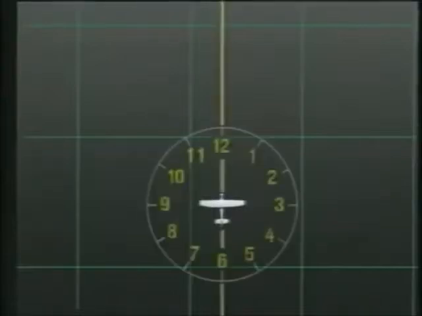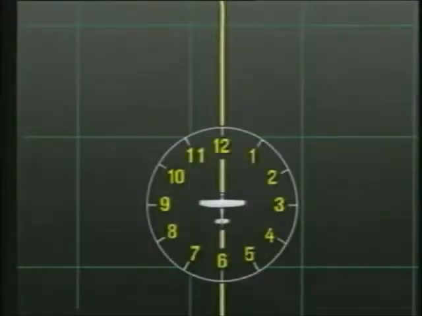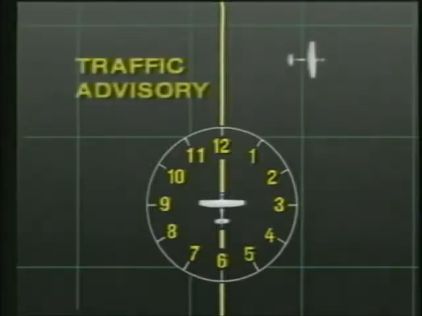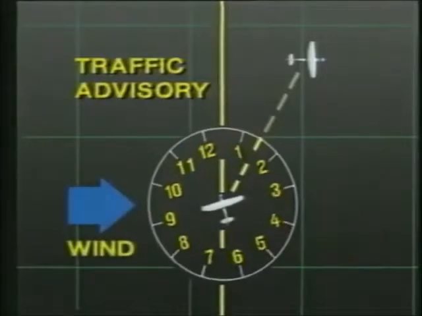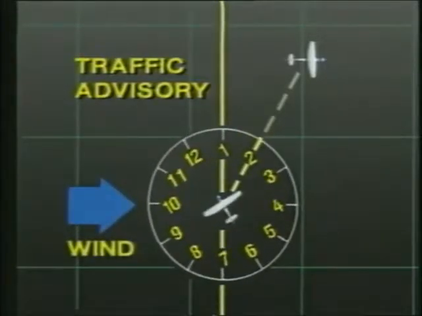When a controller issues a traffic advisory, it is given in relation to a 12-hour clock, with 12 o'clock aligned with your ground track. For example, Cessna 740, traffic 1 o'clock, 2 miles, a Cessna, 7,500, eastbound. If you are turned into the wind to maintain your ground track, the actual location of the traffic may be different than that given by the controller. In this example, the traffic is actually at your 2 o'clock position.